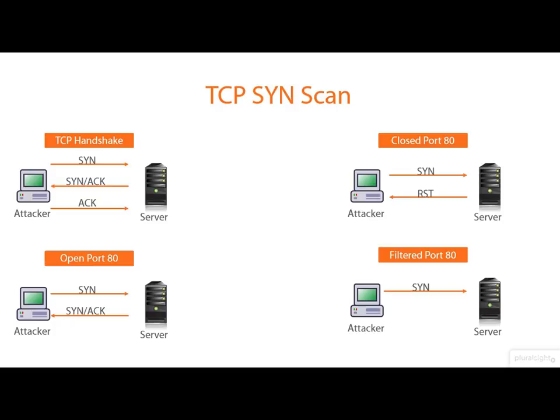Either the port is open, closed, or filtered. Here in the first picture in the top left corner, we can see how a normal TCP handshake works. First, a SYN packet will be sent. Then the server will reply with a SYN ACK, and finally the client will send an ACK packet. Now let's take a look at the open port scenario.